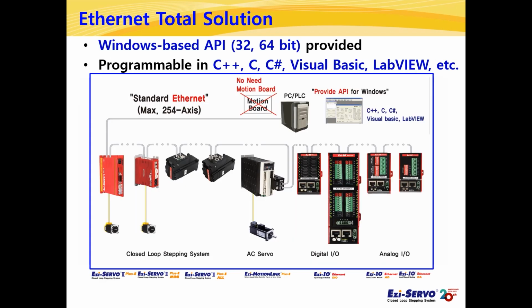In summary, in the case of a single application, especially a small device, FASTECH's Ethernet products have a built-in motion controller, so a motion board is unnecessary as described before. Using a standard Ethernet network, you can configure and control the entire machine through one Ethernet network, including stepping motors, servo motors, and digital and analog I/O modules. This is the meaning of the total solution we aim for.